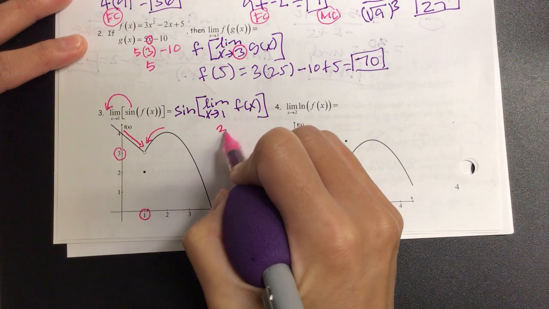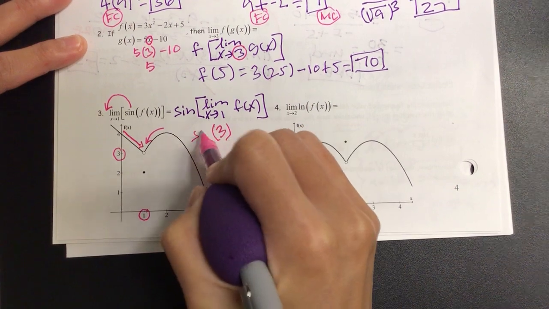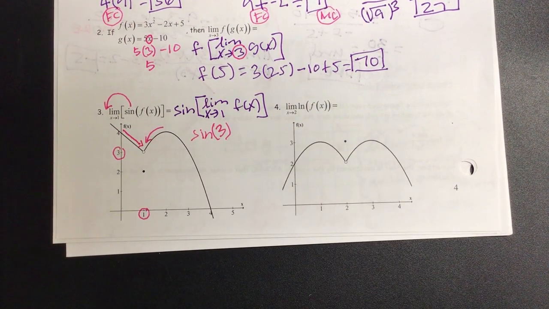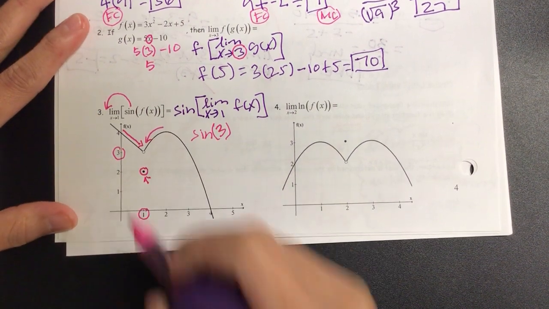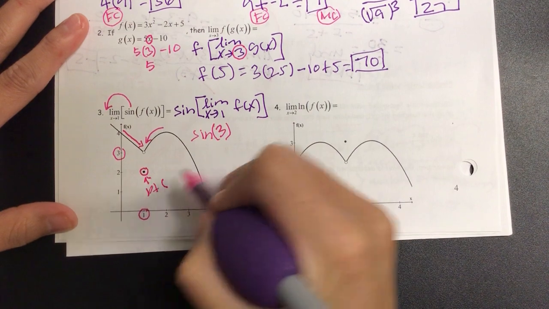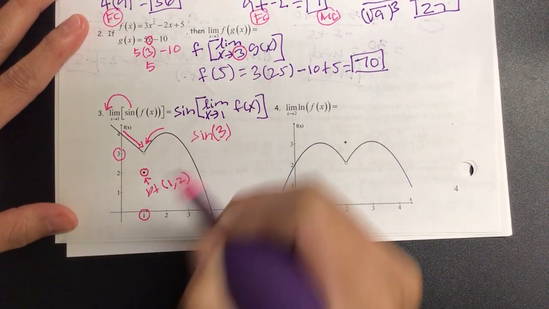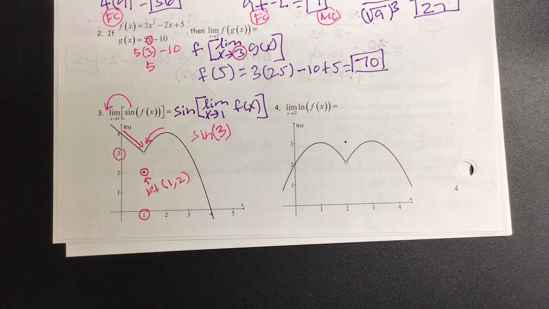Okay, so that 3 was just for the inside piece. Leave the sine on the outside. And I want to talk about this value right here. What is this thing called? It is called a point. And a point is denoted by x comma y, in this case 1 comma 2. Yes, it's just a distractor. Okay? So sine of 3.